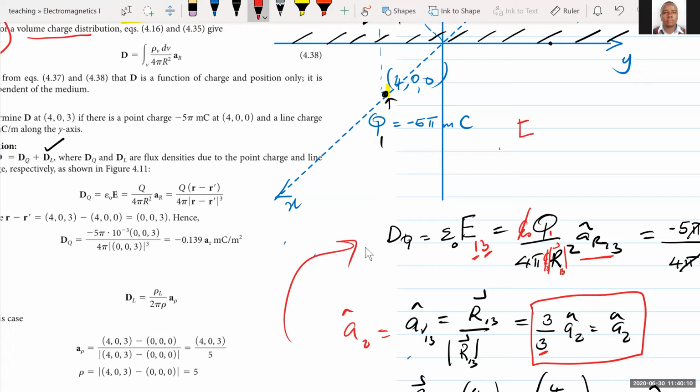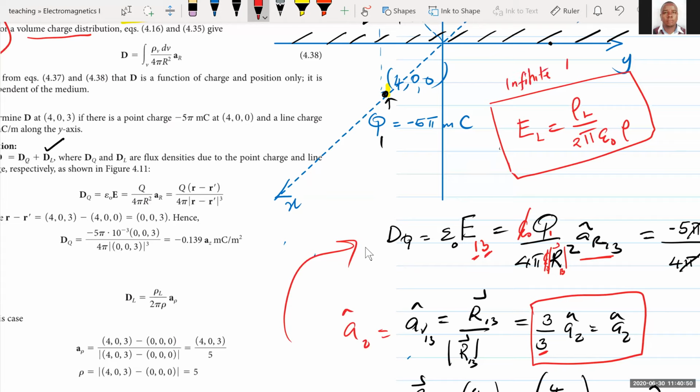electric flux density due to a line charge is, we obtained it from the sections that we referred to, 4.2 and 4.3. We found it to be equal to rho L over 2 pi epsilon naught rho. This is due to an infinite line that, of course, is charged. This is how we found it to be.